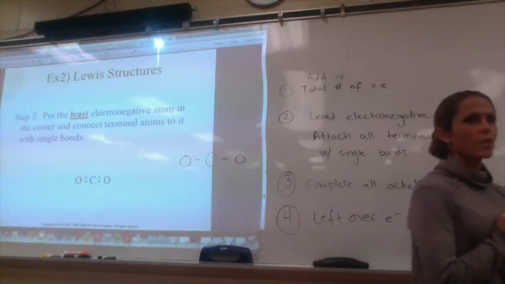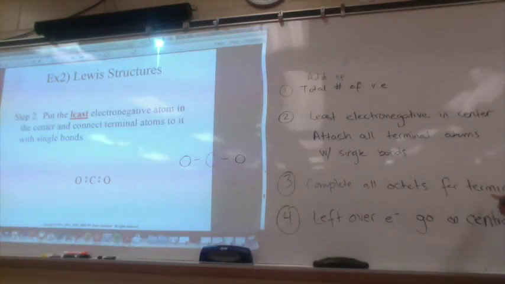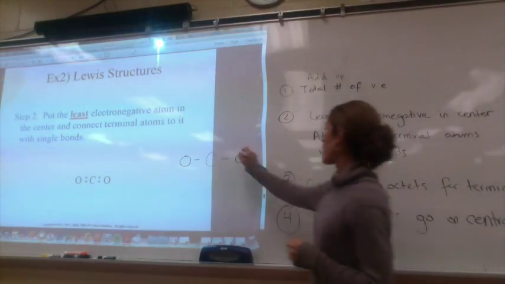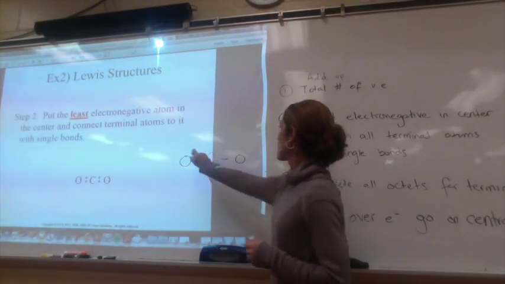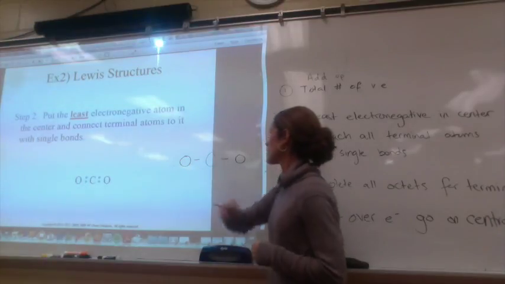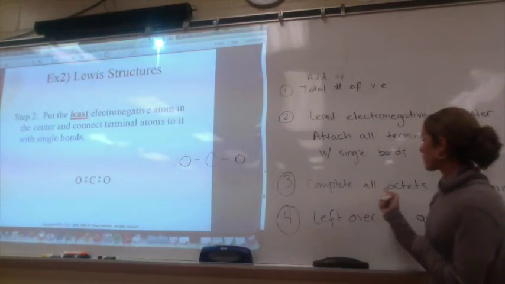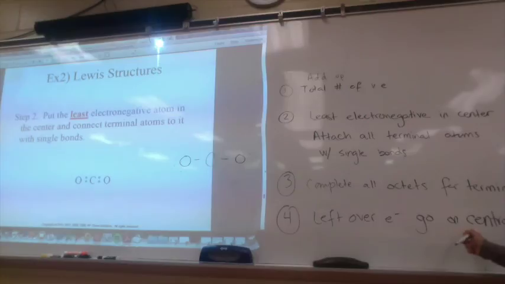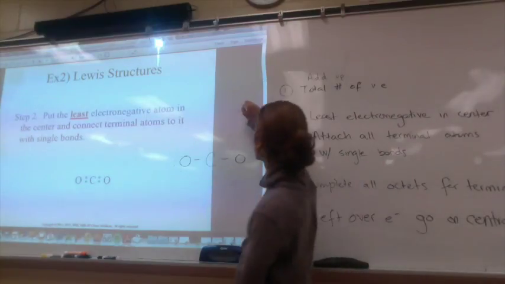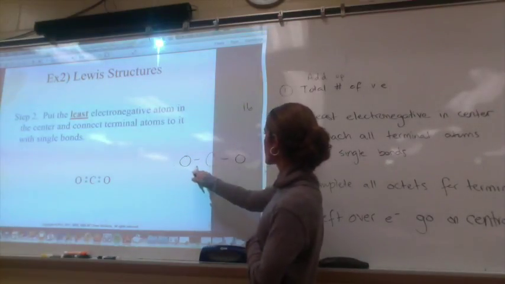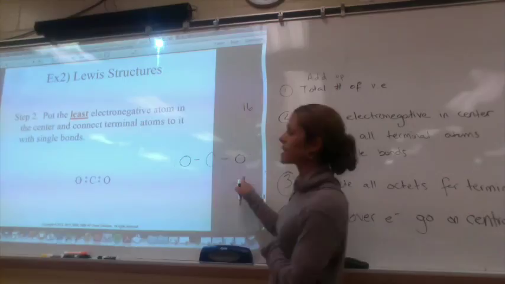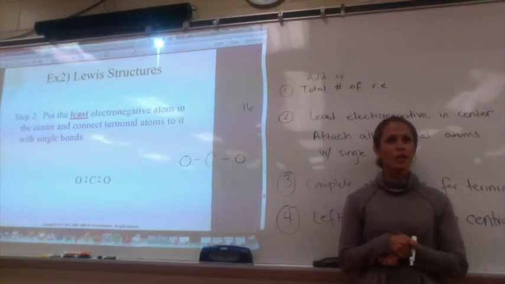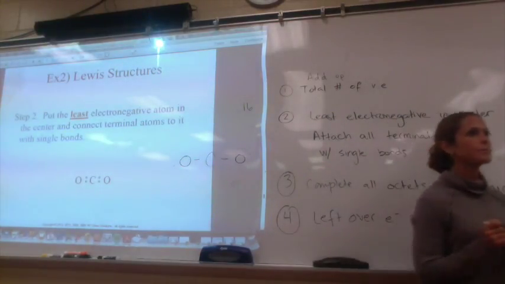As you're going, you should be drawing carbon in the center attached to each of these oxygens. Yes? All right, step 3 says, complete all octets for terminals. So I'm going to do that. 2, 4, 6, 2, 4, 6. Step 4, any leftover electrons go on the central. So how many did I start with? I had 16 to start, and I have 2, 4, 6, 8, 10, 12, 14, 16. Do I have any left over? Nope. And what's the problem?